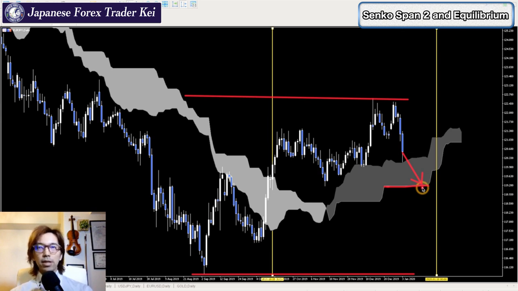And so the idea is, if the market breaks this 50% level downwards, most likely the market is going to be sell biased. If the market breaks this equilibrium point downwards, 50% level downwards, that means the market is going to be sell biased. But as long as the market is above this equilibrium point, that means the market is still buy biased in the long term.